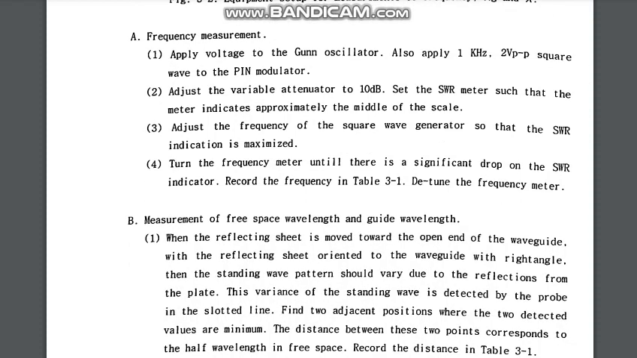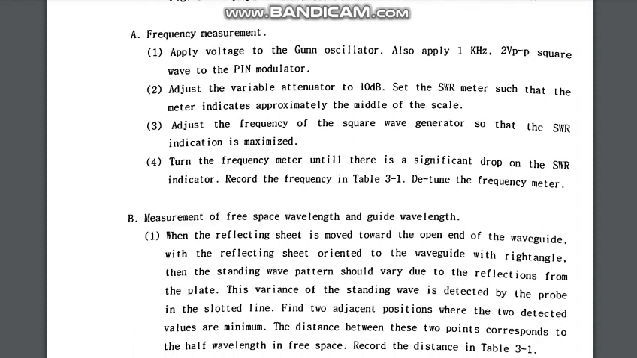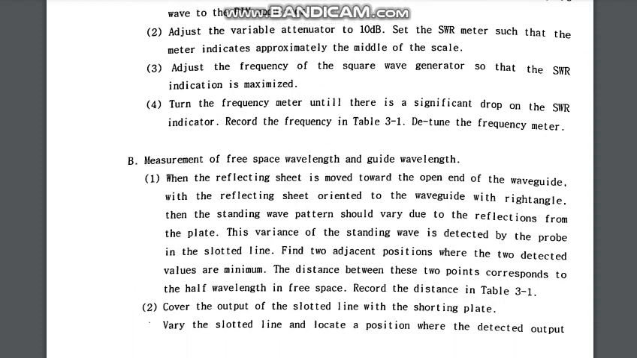The second is the measurement of the free space wavelength and guide wavelength. When the reflecting sheet is moved toward the open end of the waveguide, with the reflecting sheet oriented to the waveguide at a right angle, the standing wave pattern should vary due to the reflections from the plate. The variation of the standing wave is detected by the probe in the slotted line. Find two adjacent positions where the detected values are minimum.